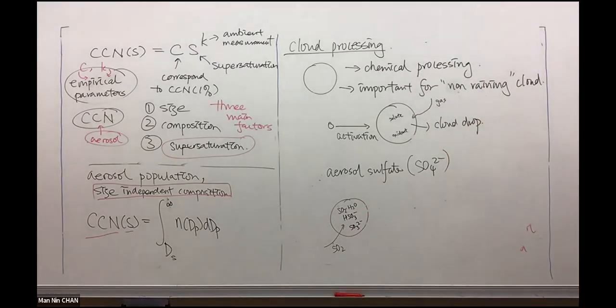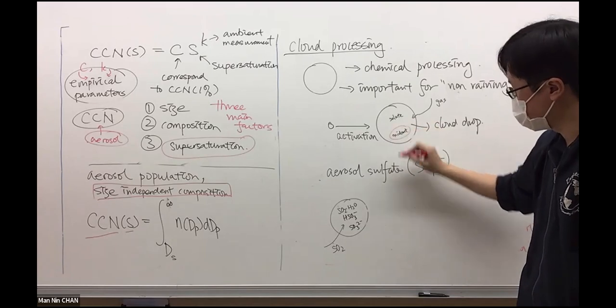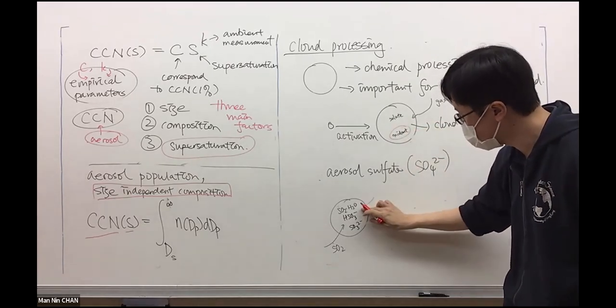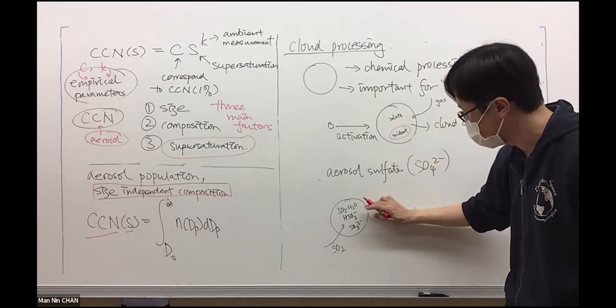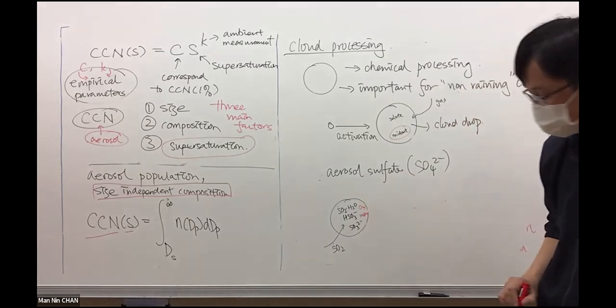You can form some hydrogen sulfide or sulfide ions. And more important is inside the cloud. Like I mentioned, you can have some oxidant. For example, inside the clouds, you can also have some ozone and also some hydrogen peroxide.